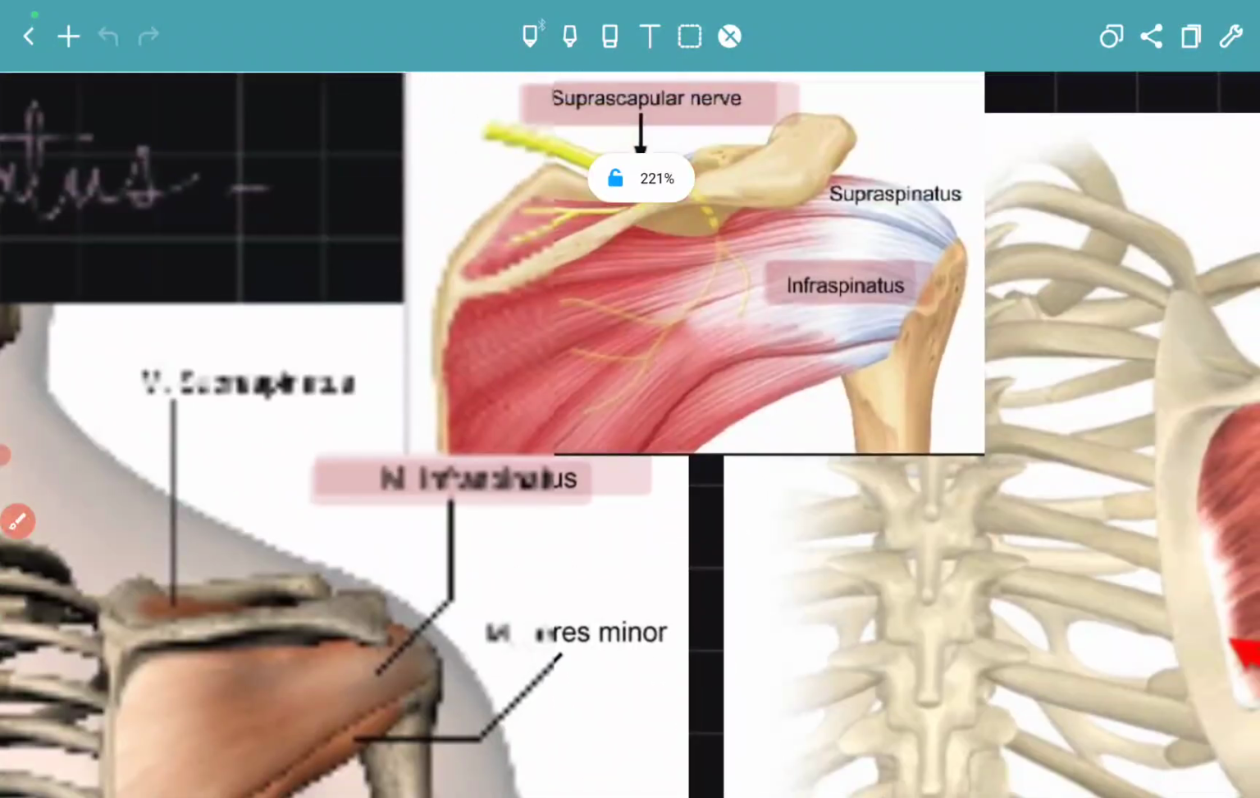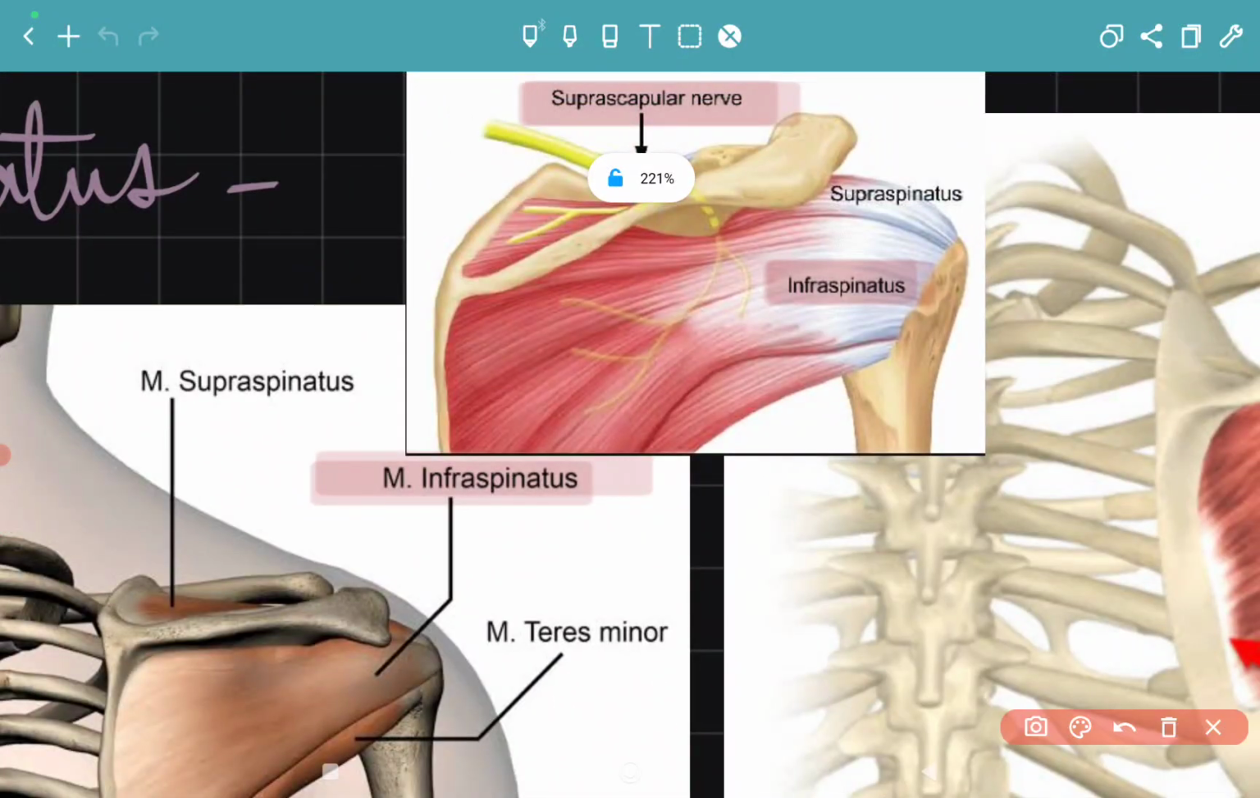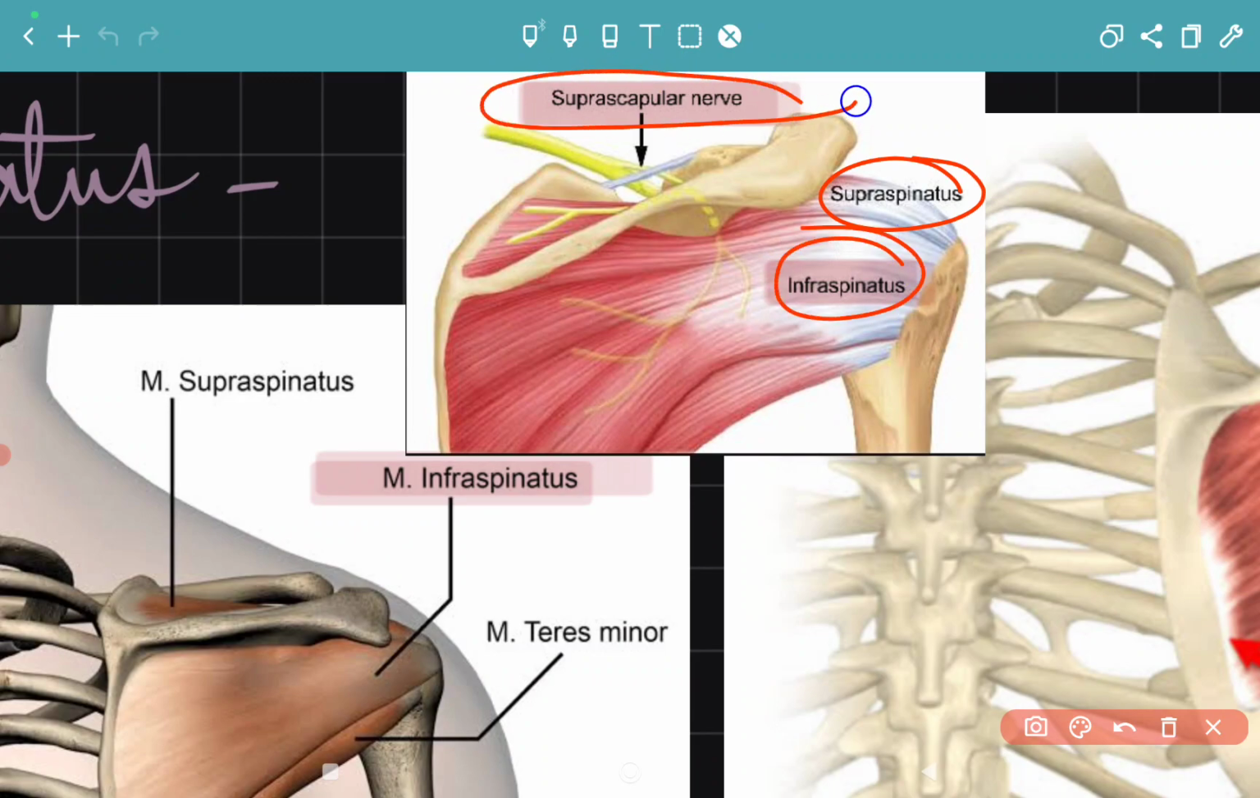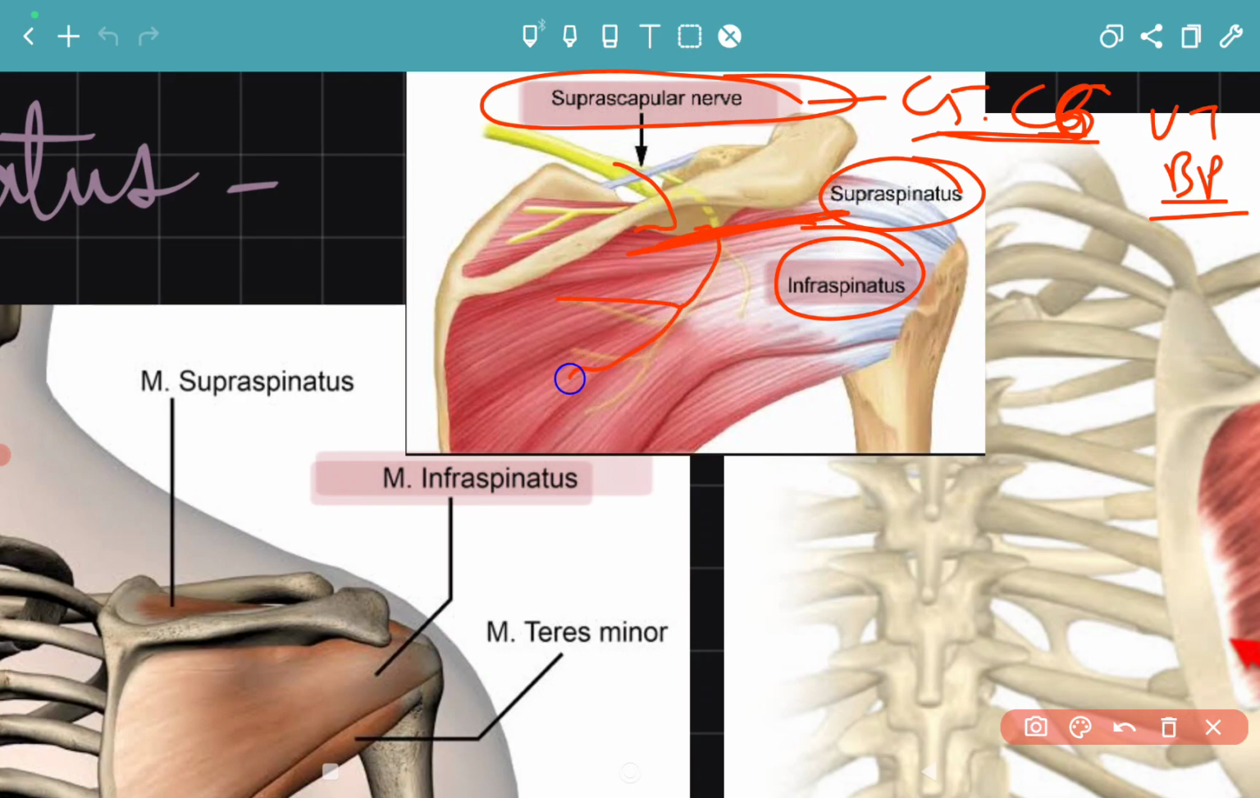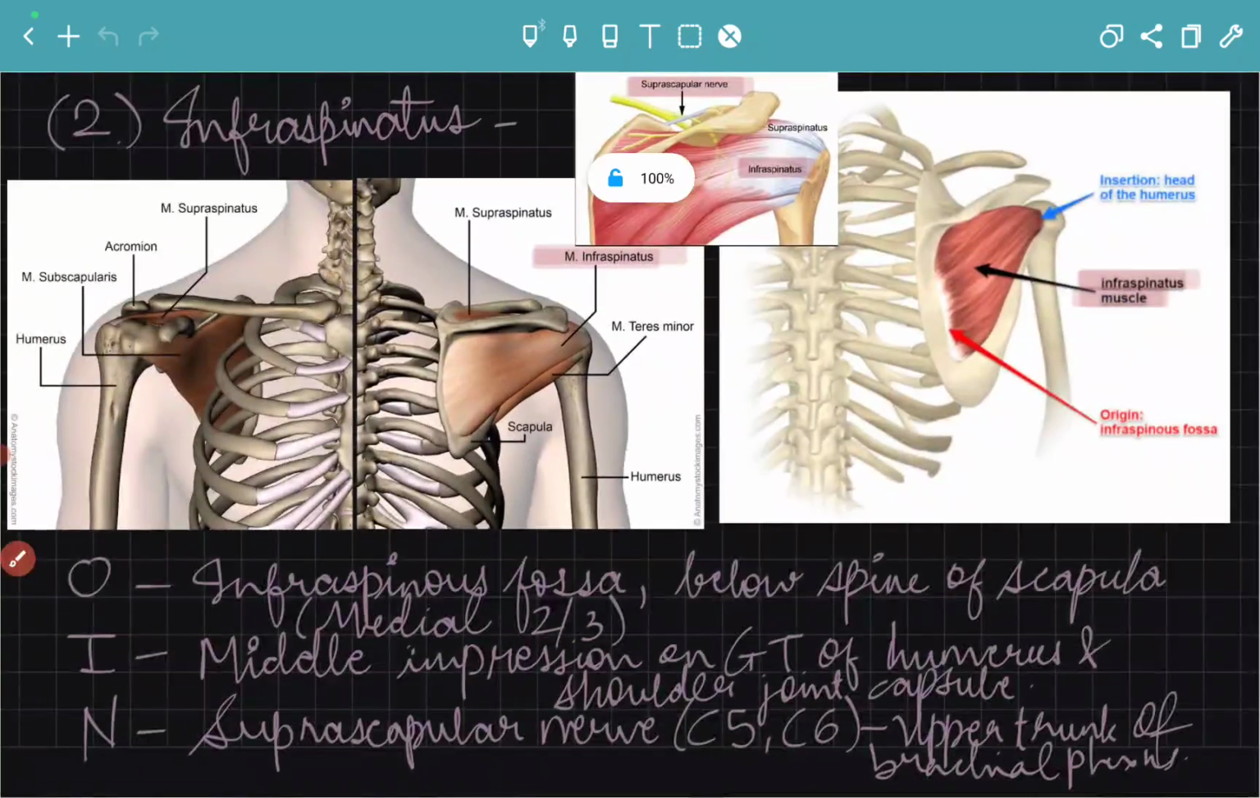So the nerve supply of infraspinatus is same as for supraspinatus muscle, which is suprascapular nerve from C5, C6 nerve root from the upper trunk of brachial plexus. So the suprascapular nerve this way crosses here so that it can supply supraspinatus and goes down to supply infraspinatus. So that is about origin, insertion and nerve supply of infraspinatus.